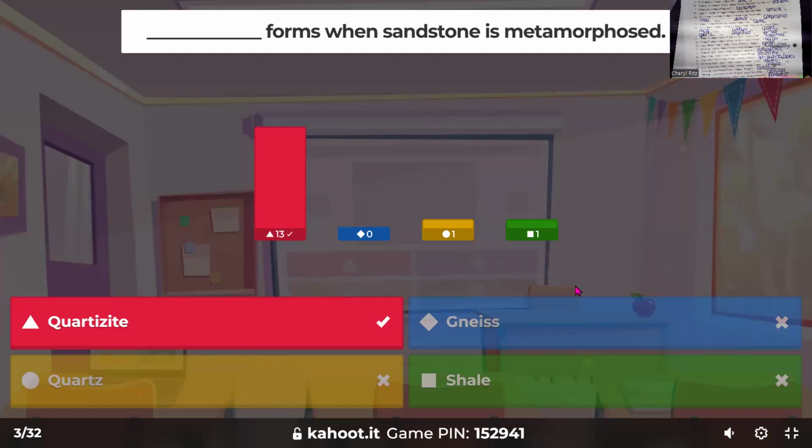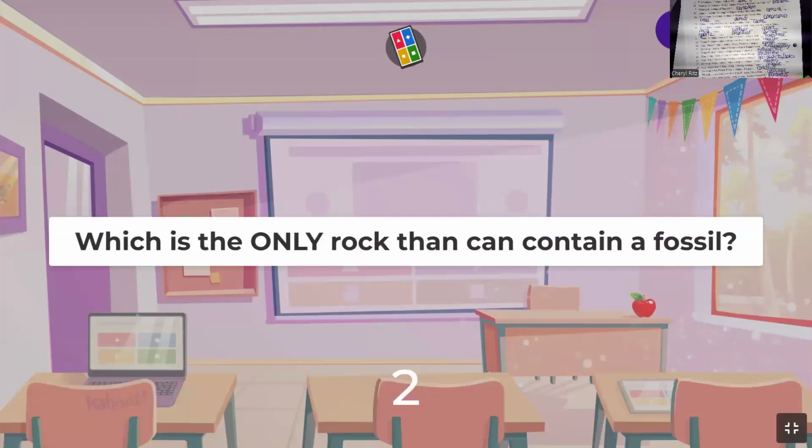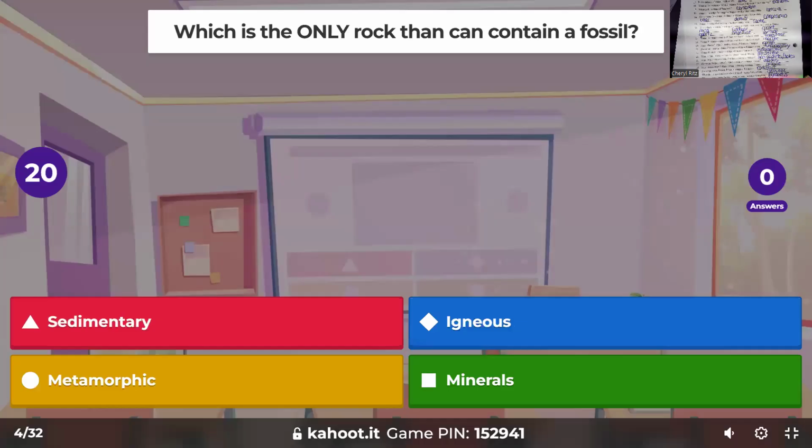Nice, good old quartzite. Guys, shale is not a metamorphic rock for whoever picked that one. Is that you? You picked quartz. Quartz and quartzite are not the same thing. They sound similar, but no. Which is the only rock that can contain a fossil?